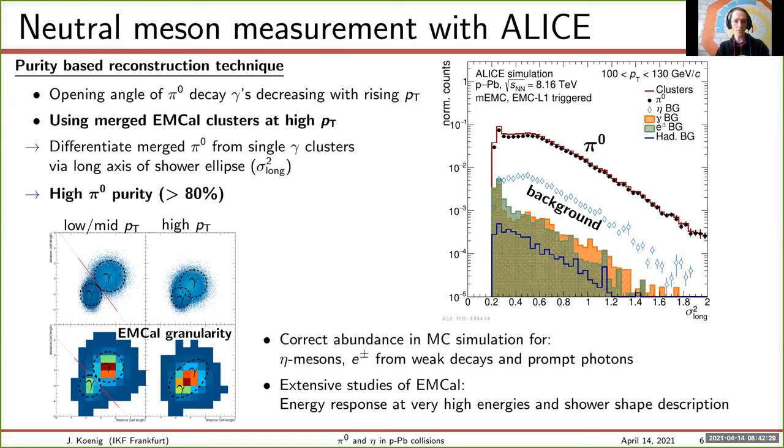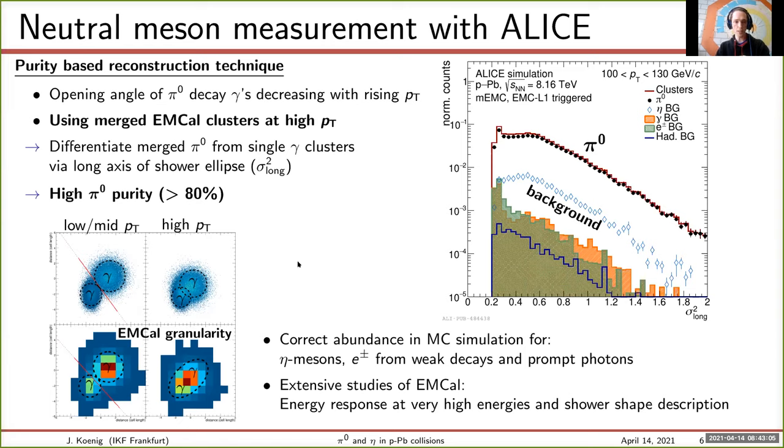So we have one more technique of measuring neutral mesons, which is not invariant mass based, but shower-shape based, and relies on the fact that the opening angle of the pi zero is decreasing. This is shown here in this sketch on the left. So at low and mid pT, the photons are clearly separable into two different clusters, but at high pT, when using the EMCal, the two photons merge into one cluster. And this can be used up to very high pT.